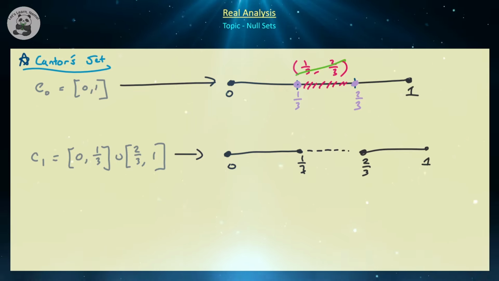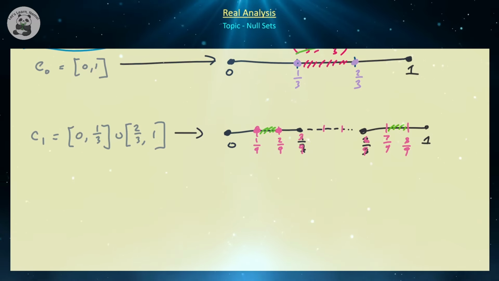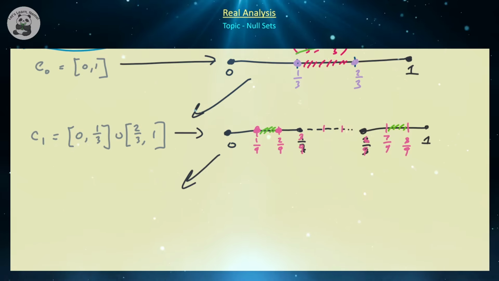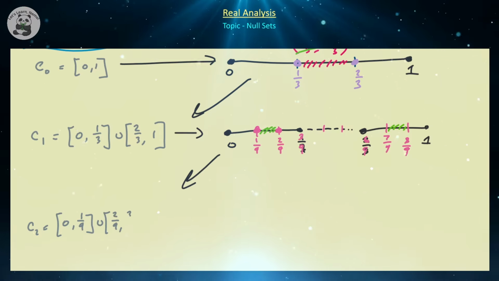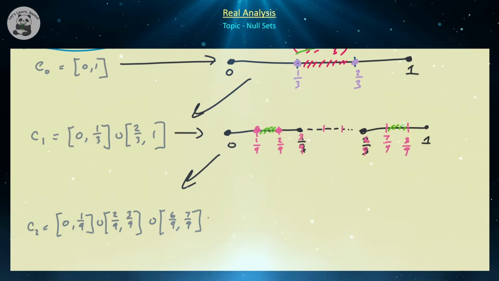Now, with these intervals, we're going to partition them into thirds, and we're still going to keep those boundary points. Keep in mind 1/3 is the same as 3/9, so we have 1/9 and 2/9, 3/9, 4/9, 5/9, 6/9, and then we have 7/9 and 8/9. Then we're going to take the middle thirds of those intervals and remove them. Once we remove them, what do we have for C2? C2 will be equal to 0 to 1/9 union 2/9 to 3/9. That's the left two intervals, and then we have 6/9 to 7/9 union 8/9 to 9/9, which is of course 1.